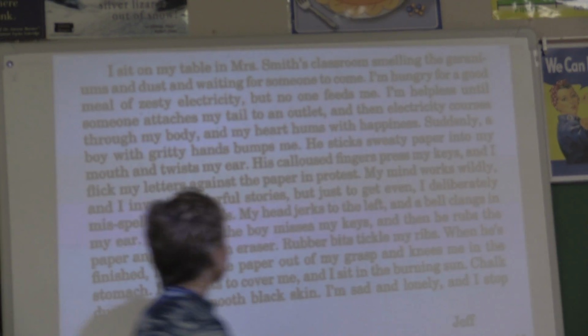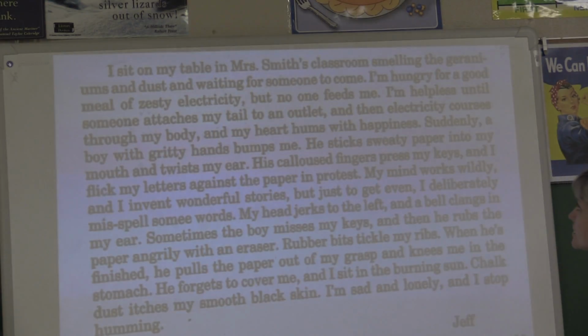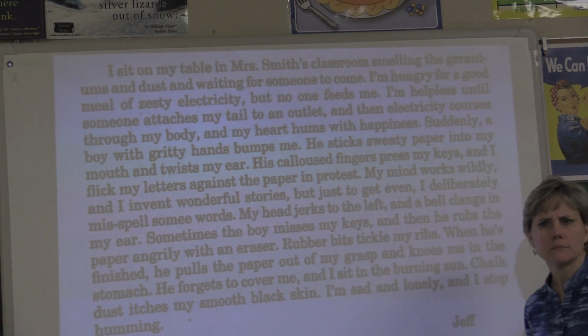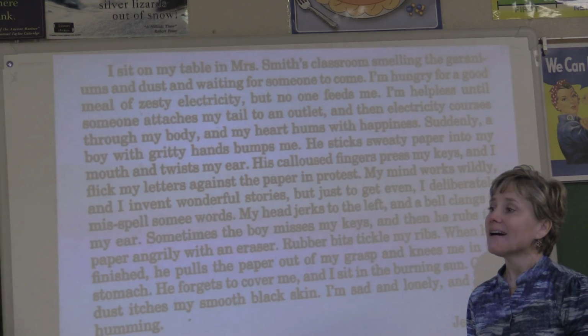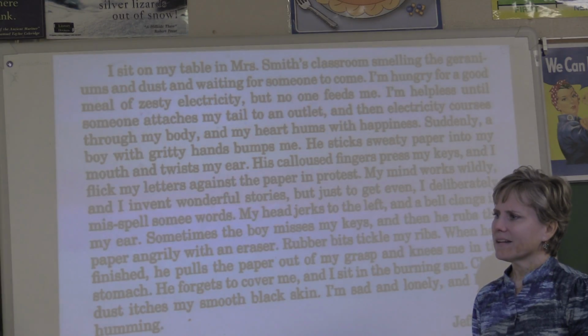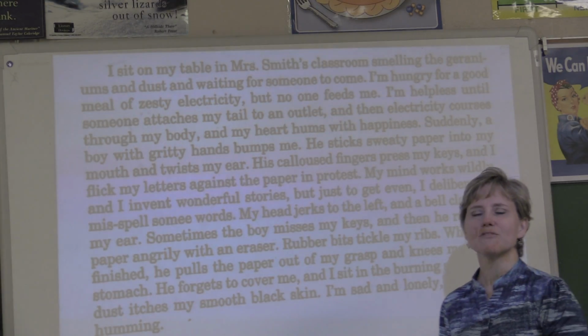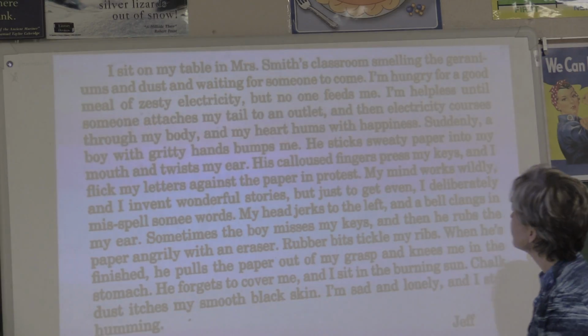He says, I sit on my table in Miss Smith's classroom smelling the geraniums and dust and waiting for someone to come. What's a geranium? A rat. No. Oh, rat. Yeah. Is that like some kind of chemical? No. A geranium is a kind of flower. Oh, okay, yes.